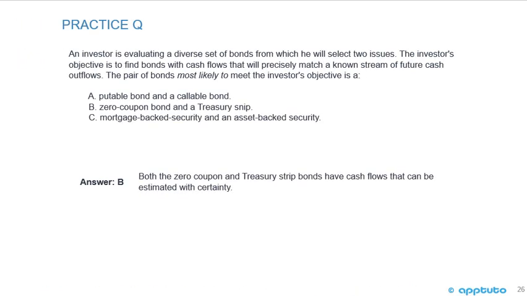The correct answer is B. Both the zero coupon and treasury strip bonds have cash flows that can be estimated with certainty. And that's the last slide for this LOS.